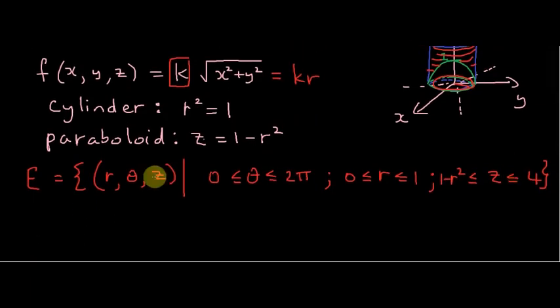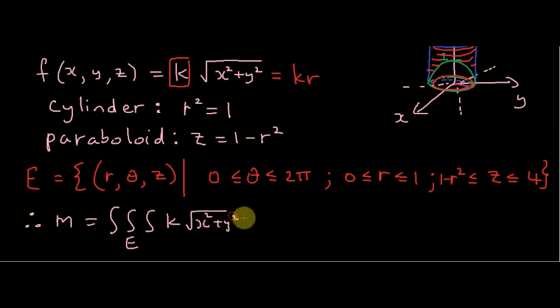We can now set up the triple integral. The mass is the triple integral over the region E of the density function, which you know is k times the square root of x squared plus y squared. We're first expressing the triple integral in rectangular coordinates.